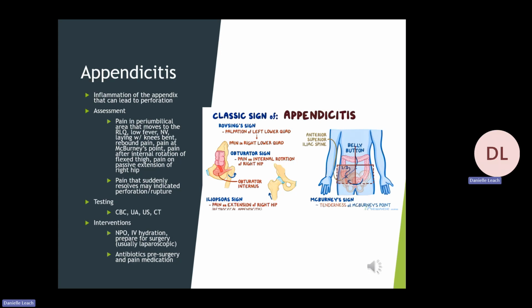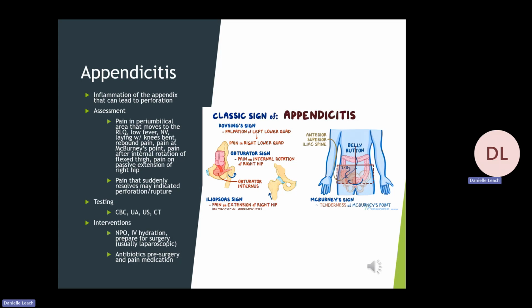Appendicitis is inflammation of the appendix, which is a finger-shaped pouch that projects from your colon on the lower right side of your abdomen. Appendicitis, again, is inflammation of the appendix, but it can lead to perforation or rupture of the appendix. So this is one of the most common disorders that causes a child to have surgery.